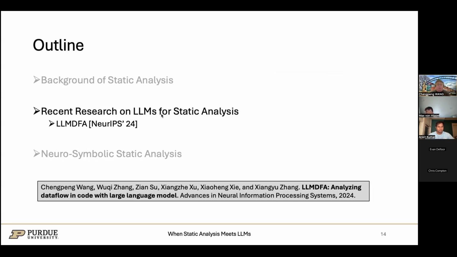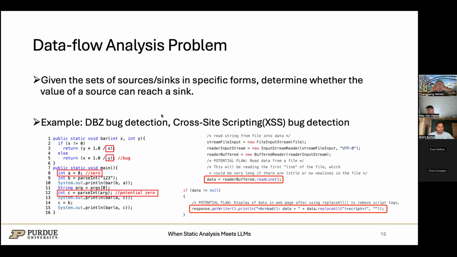Basically, I will introduce LLMDFA, which stands for Language Model Aided Data Flow Analysis. Static analysis is a very broad area. Anything can be called static analysis as long as it does not execute the program. For example, string matching can also be regarded as a static analysis. But here I want to formulate the scope, which is the data flow analysis problem. Specifically, we want to examine the reachability relation of the source and sink. Here, the source means the faulty value, for example, the zero value if we want to detect a divide by zero bug.